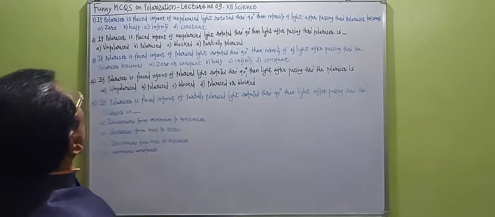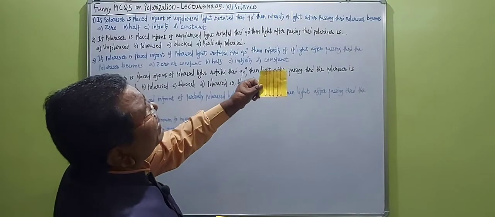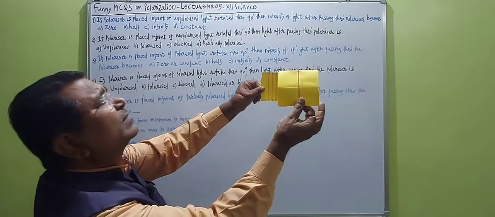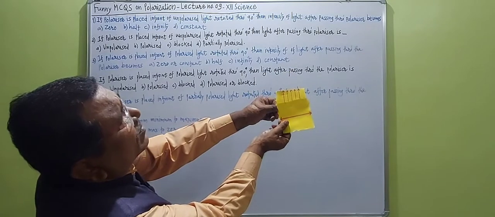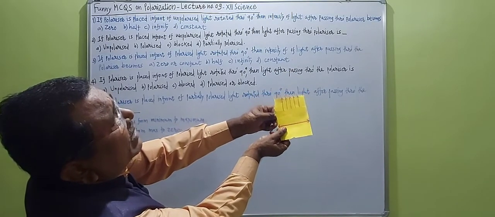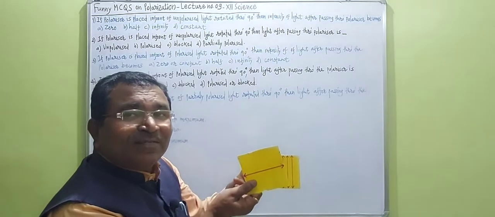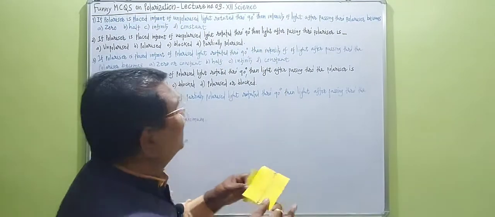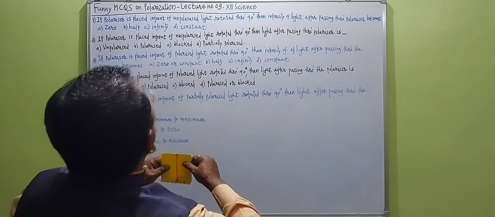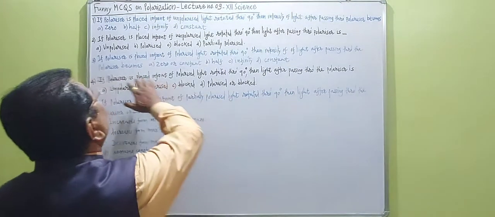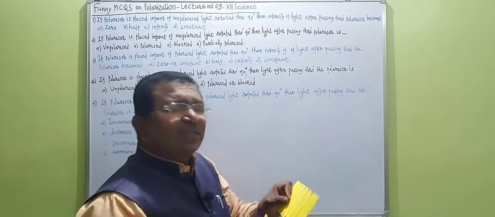See here. If a polarizer is placed in front of polarized light, this is a polarized light, this is a polarizer like this, then rotated through 90 degrees. What happens? The polarizing axis becomes exactly perpendicular to the plane polarized light. Then light is blocked. So, blocked is the answer. Light is blocked. That blocked answer is not given. But intensity of light becomes zero. It clearly indicates that the light is blocked.